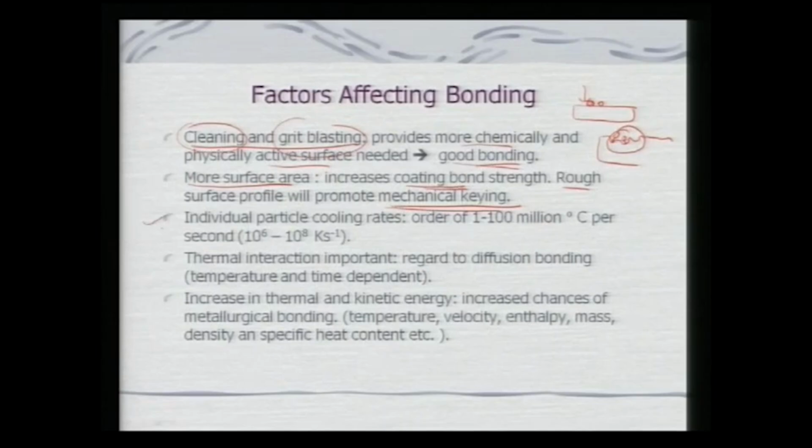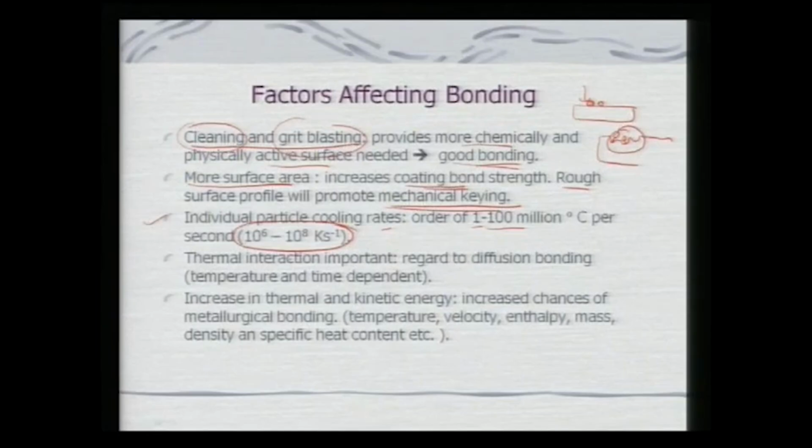The refined microstructure can be attained because the individual particle cooling rates are in the order of around 10^6 to 10^8 degrees centigrade per second. So, we see the cooling rates to the order of 10 to the power 6 to 10 to the power 8 kelvins per second. So, that is the cooling rate we are talking about. It means the cooling rate is very drastic.